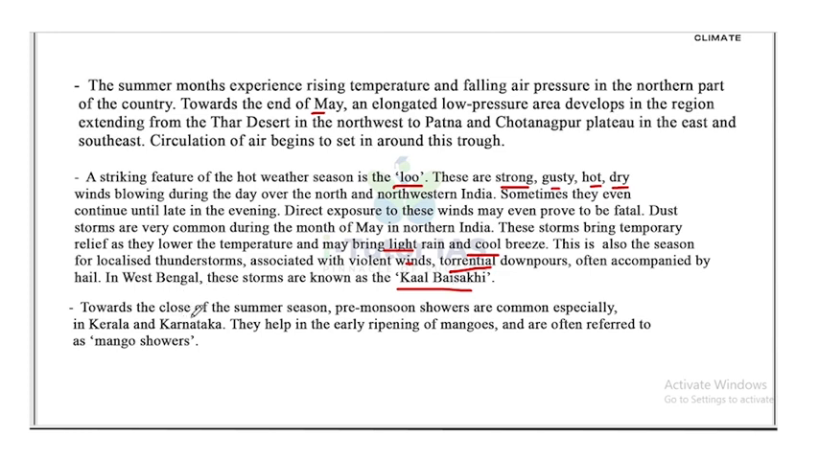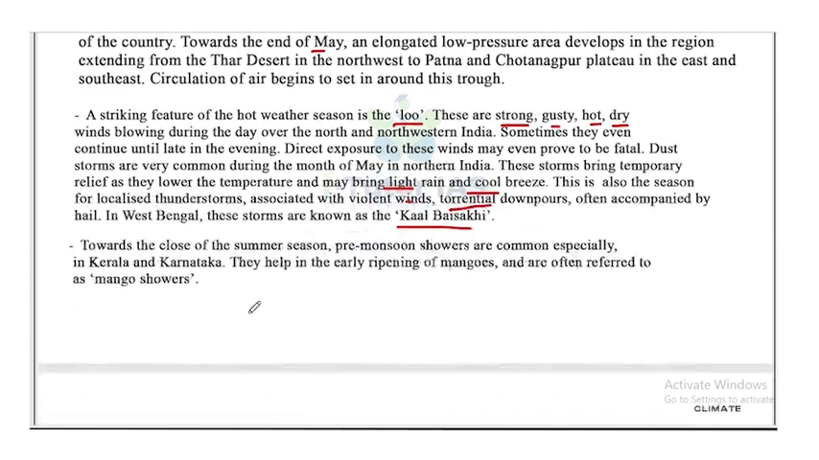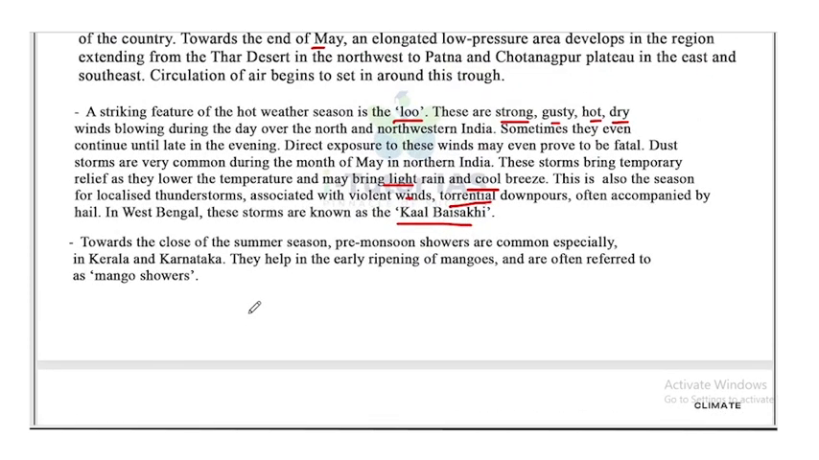Towards the close of the summer season, pre-monsoon showers are common, especially in Kerala and Karnataka. They help in the early ripening of mangoes and are often referred to as the mango shower.